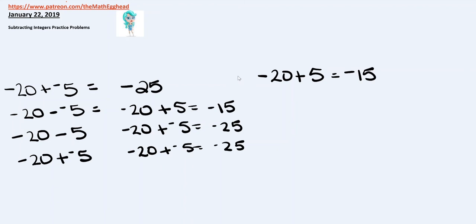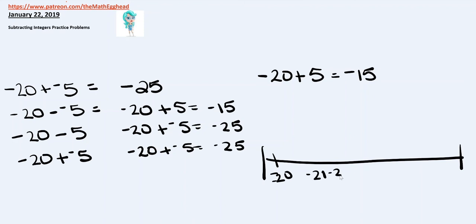So in this case, it was easier to follow the rule than to draw it out on the number line, because you would have had to draw the large number line, and you would have had to be like, okay, negative 20, negative 21, negative 22. And I know that during an exam, you will not have time for that.